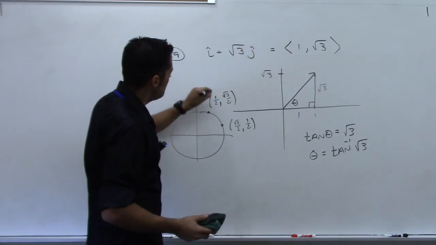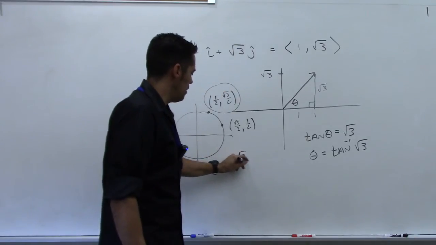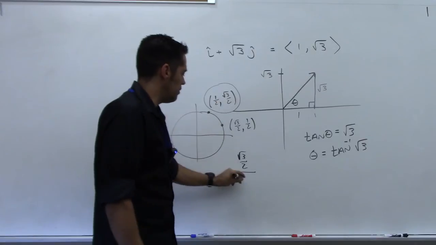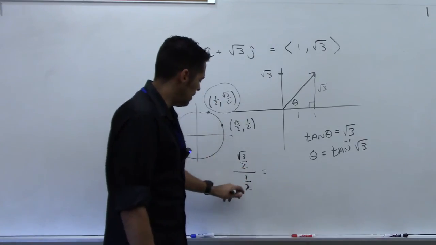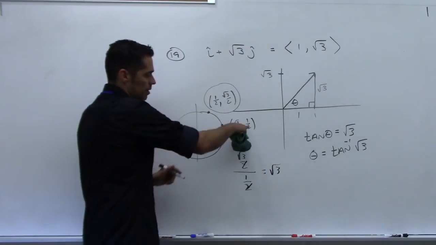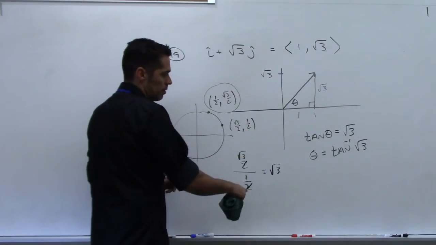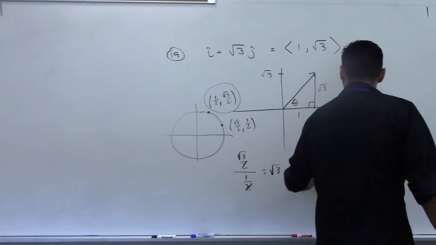Notice that if I take this one, I take the y coordinate, root 3 over 2, and I divide it by the x coordinate, that's what tangent is, the 2's would cancel. You just get root 3. Now if you do it the other way around on this one, it won't work. You'll get 1 over root 3. So the angle that we want here is pi over 6. Sorry, pi over 3.